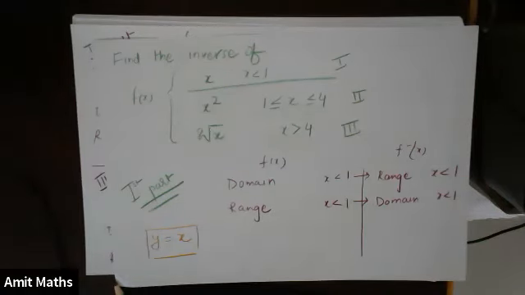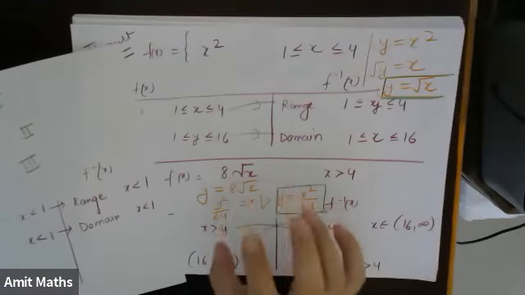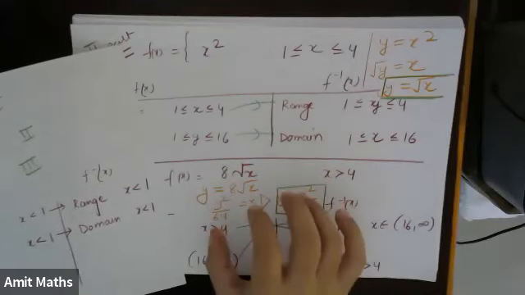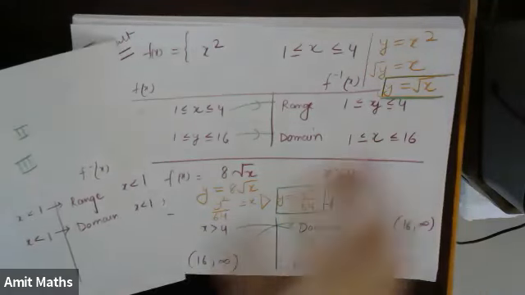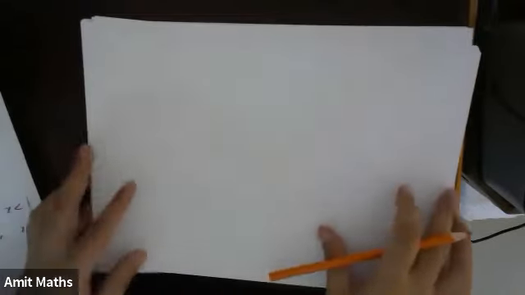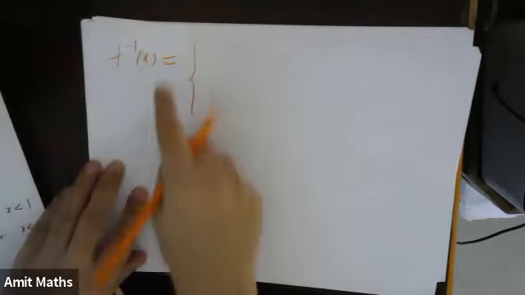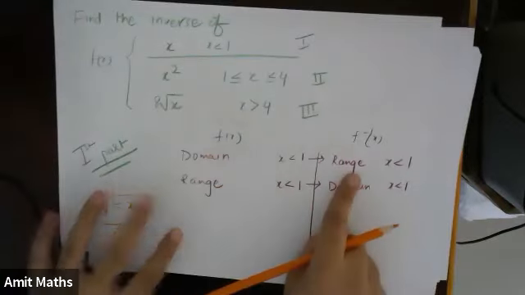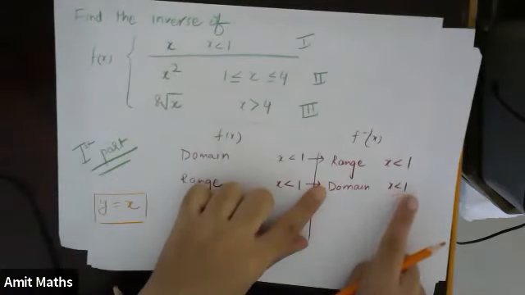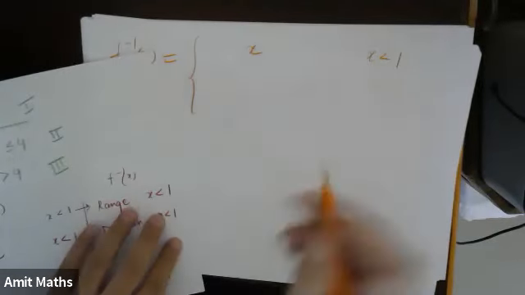Now we'll try to plot these three functions. But firstly, we'll write this in one term. f inverse of x will be, let's see, the first one, where the domain is x less than 1. For x less than 1, what is the function? x.